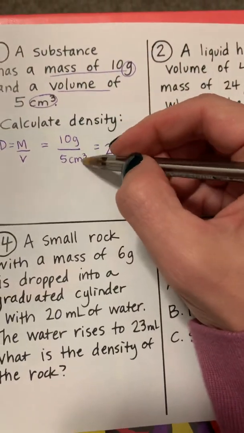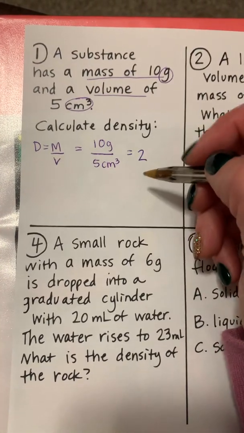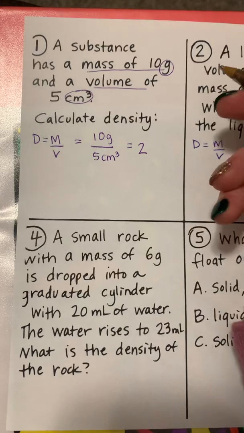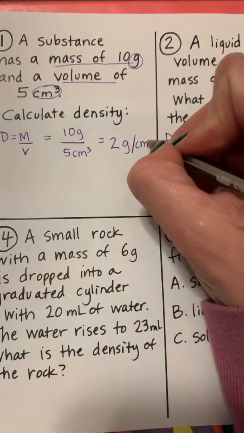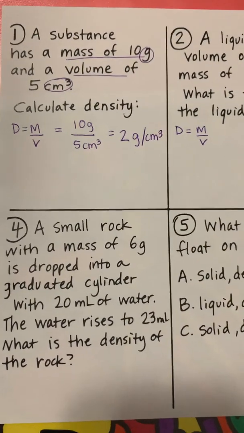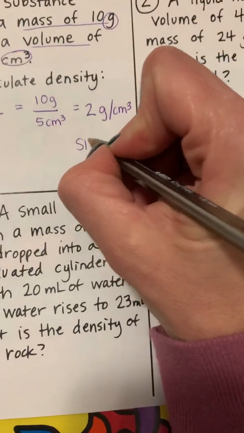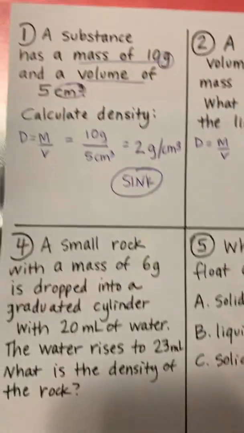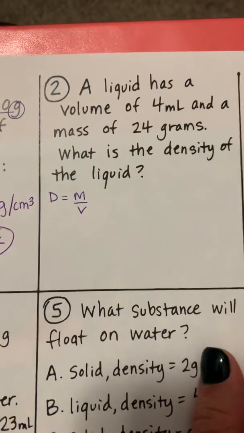Now, these units are different, so they don't cancel each other out. They don't just disappear. We have to include both. So in our density answer, we have to include both units of measurement. So would this object sink or float? It would sink because it is greater than 1. All right, let's look at number 2.